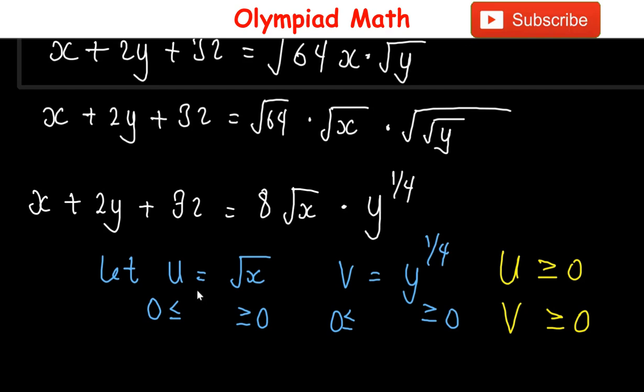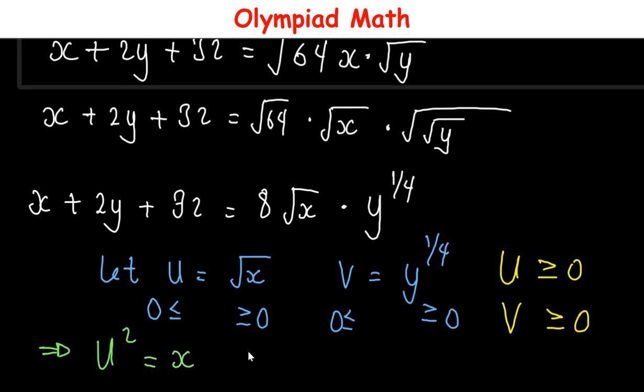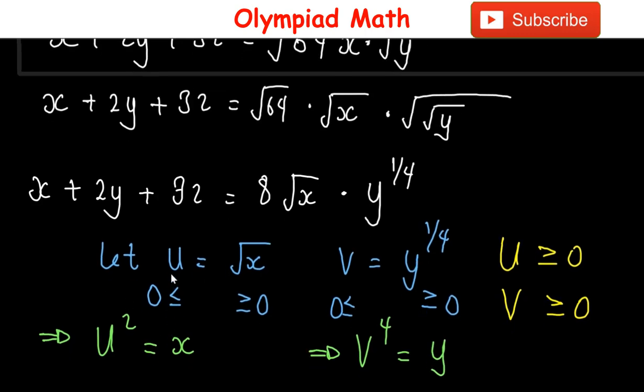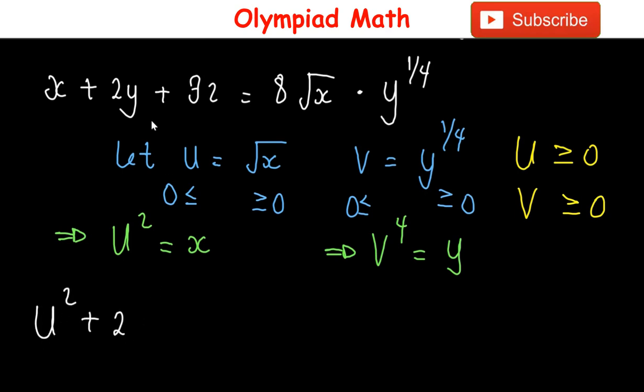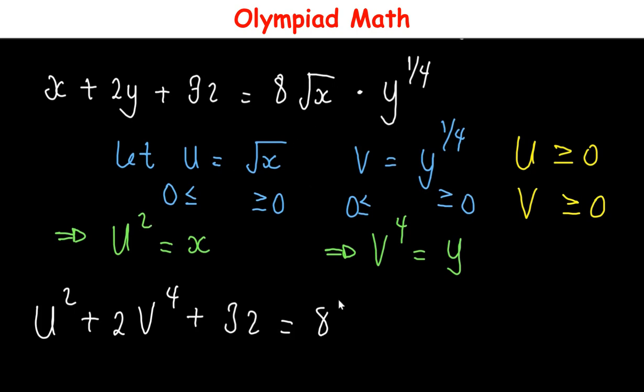So for this first one, let us square the equation. This then implies that u squared is equal to x. And for this one, if we raise this to the power of 4, this implies that v raised to the power of 4 is equal to y. So from this, we can rewrite the initial equation: x becomes u squared, so u squared plus 2 times y, which is v raised to the power of 4, plus 32 is equal to 8. Then x is u squared, so the square will cancel the square root. We have u, then times v.